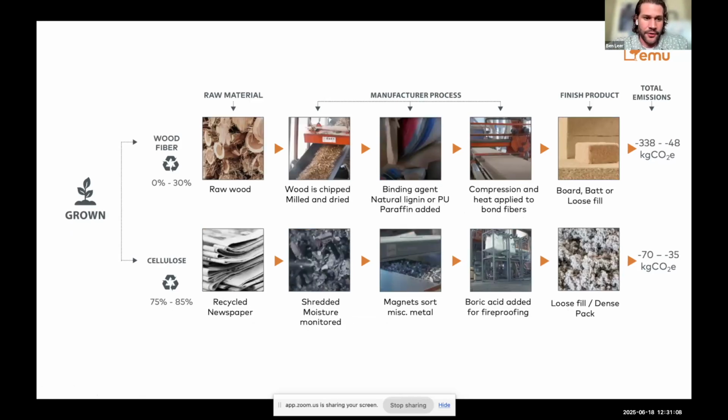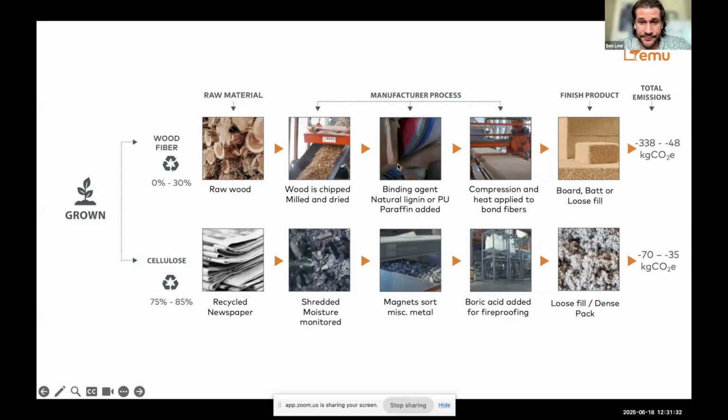And then our final category, grown or biogenic. These are materials that are pretty much sourced from nature. So they're either grown as a plant or as an animal. In this case, we're looking at wood fiber insulation and cellulose insulation. Wood fiber is mostly made out of raw wood. The raw wood is chipped together, milled, and dried.